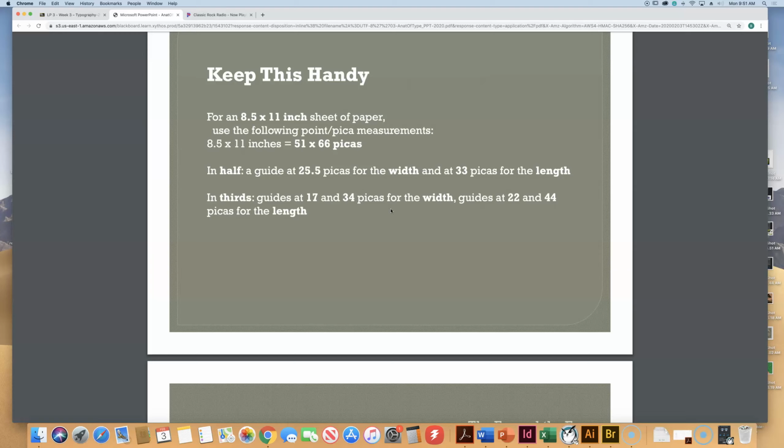Here's the other thing that you have to keep in mind. We're measuring from the bottom of the descenders to the top of the ascenders. So that's different too. You're not just going, yeah. So it's going from the bottom of the descender to the top.